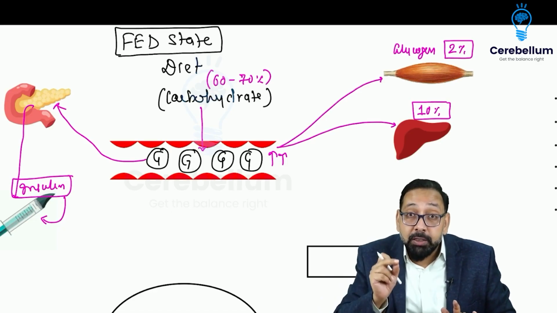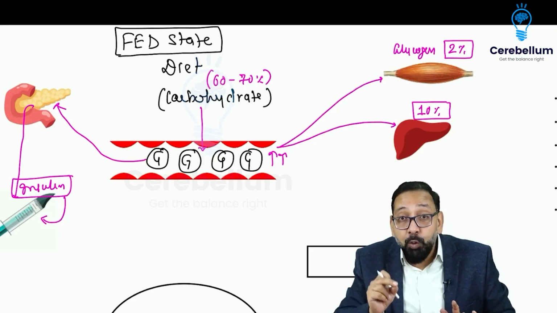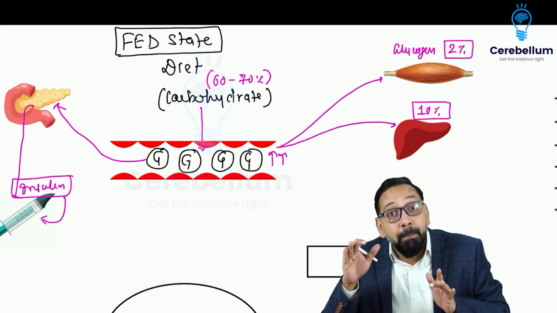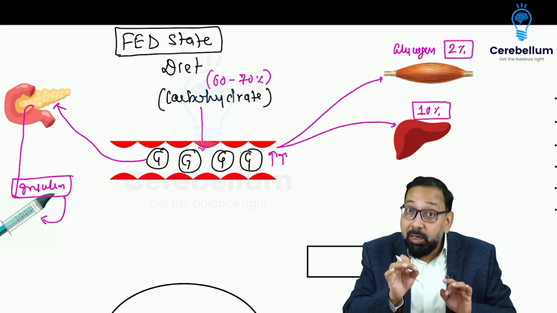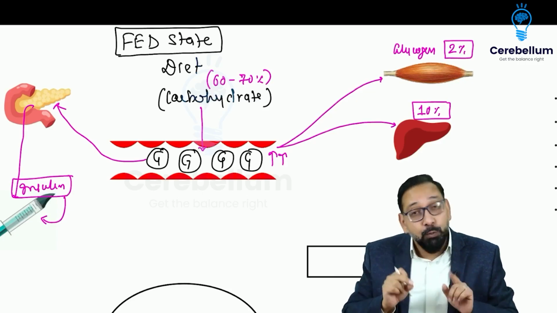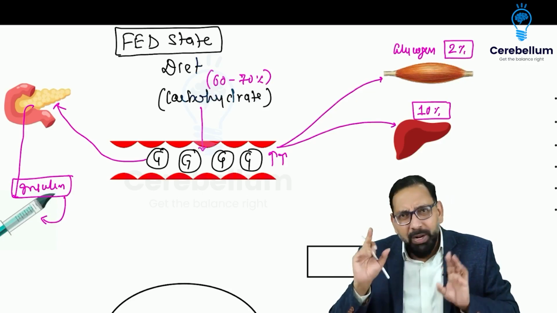A question is asked: percentage-wise, glycogen is more in liver, but total muscle mass is much more than the mass of liver. That's why total glycogen is more in muscle, and percentage-wise it is more in liver. So one function is storage as glycogen.